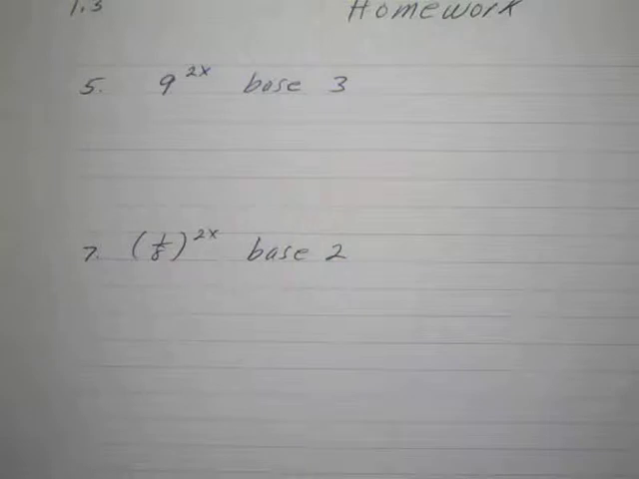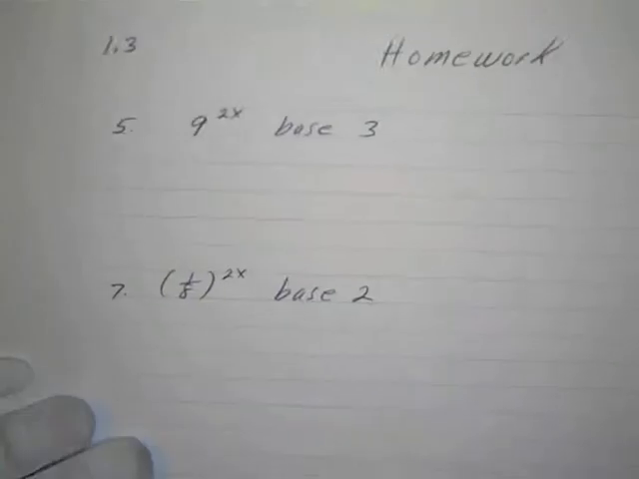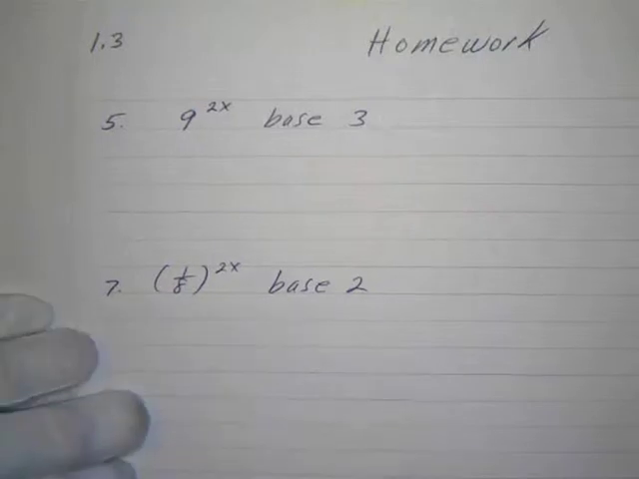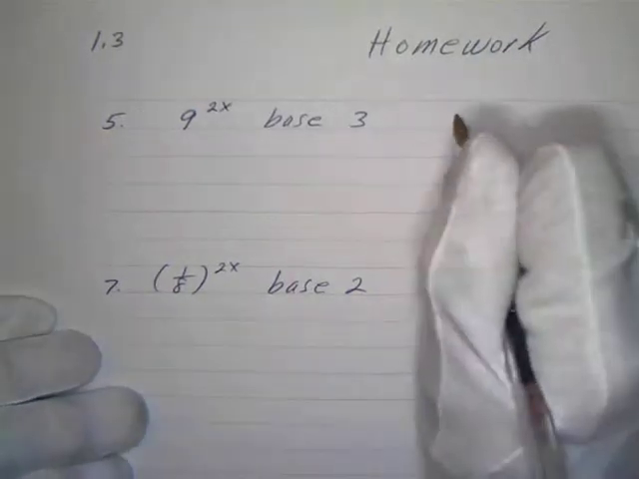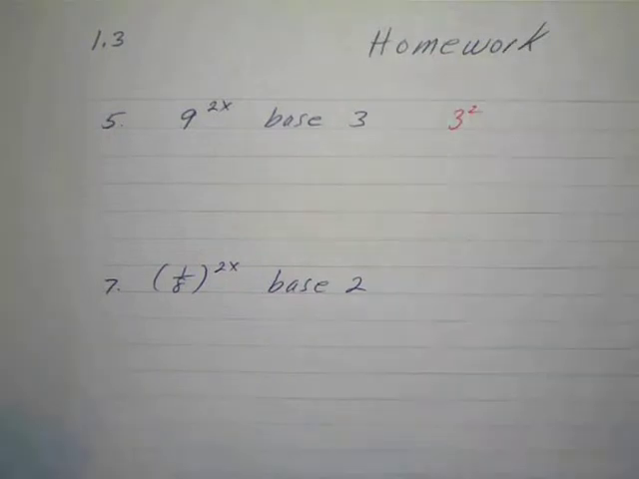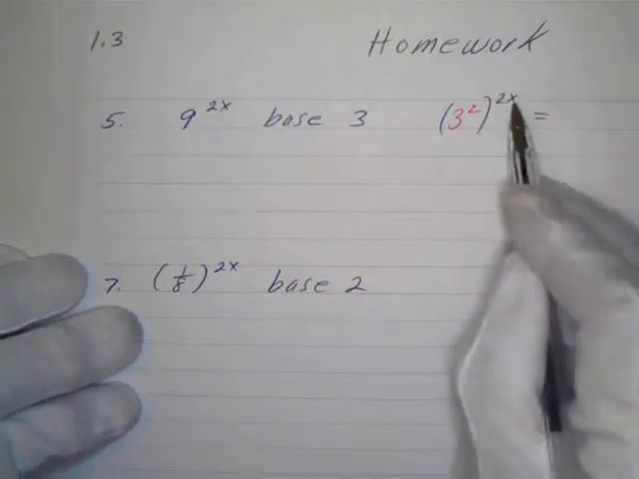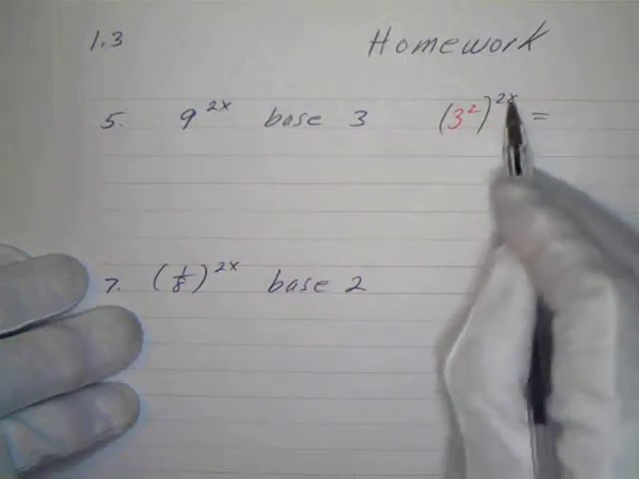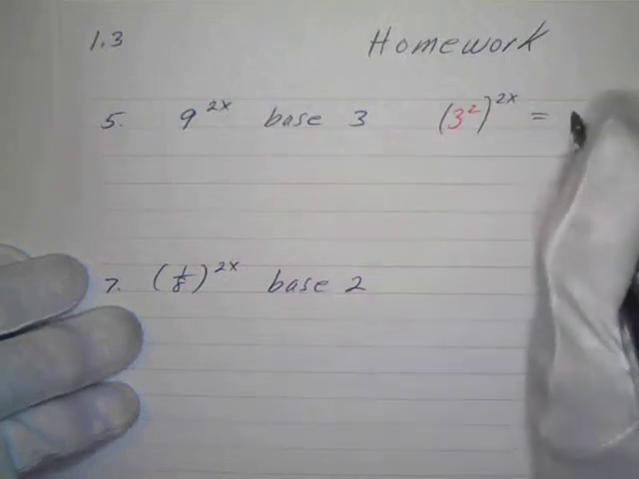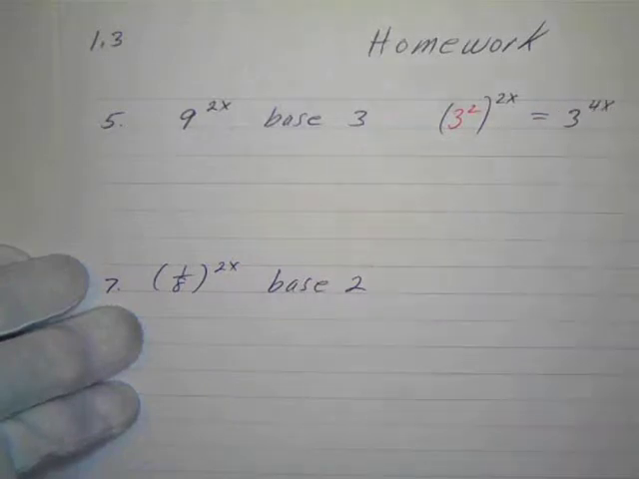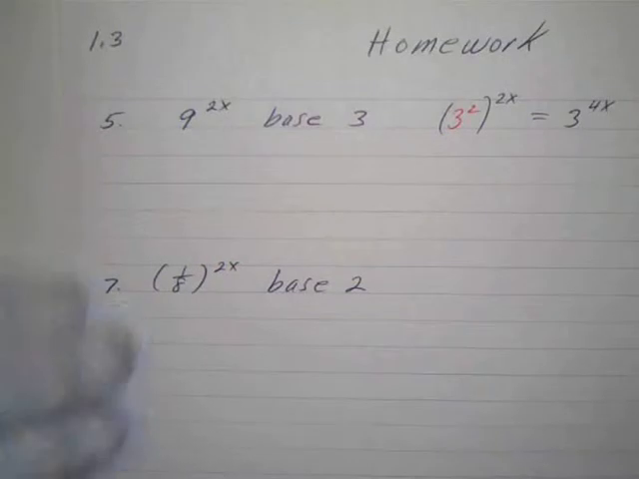So there are some straightforward algebraic problems from section 1.3. We have 9 to the 2x, and we just want to write this in base 3. That's pretty easy. We know that 9 is the same thing as 3 squared. So we can write 3 squared instead of 9, to the 2x. By the property of exponents, we just multiply when we're raising powers. So 2x times 2 is 4x, so that's just 3 to the 4x, and now you've got it in base 3. That's all you had to do.